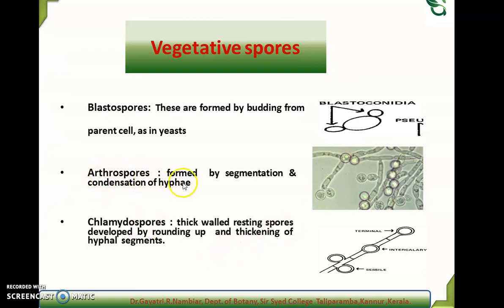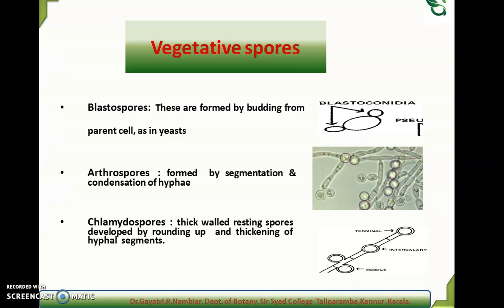Arthrospores. Arthrospores are formed by segmentation and condensation of the hyphae. Then the next one is chlamydospores. Similar to these, another type of spores are known as the oidia. In the case of oidia, the hyphae break up into component cells or small pieces which behave like spores, and they are called oidia. They are generally thin-walled and do not store food material. They germinate immediately after liberation and cannot survive under unfavorable conditions.